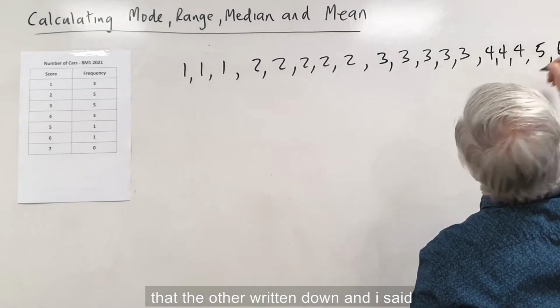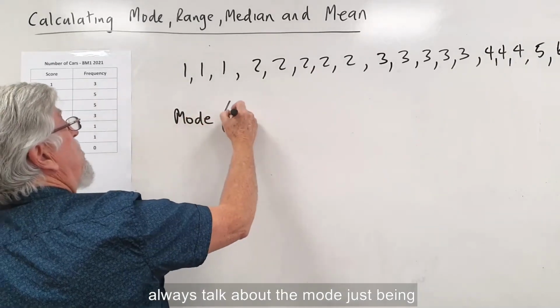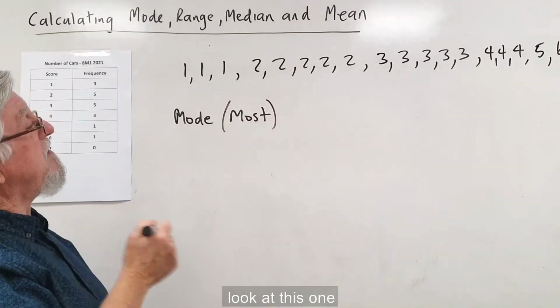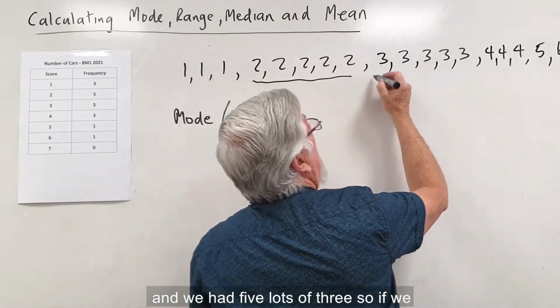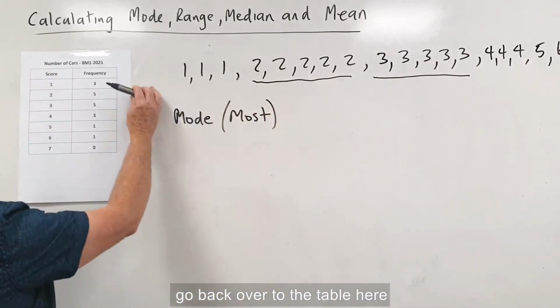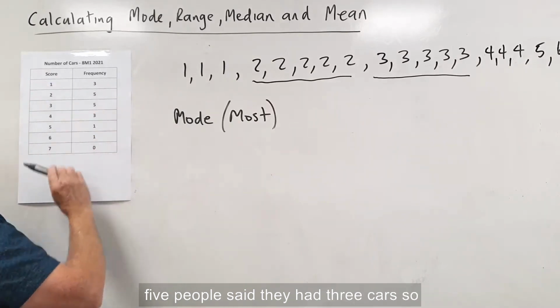Now, if I had that data written down, and I said to you, tell me what the mode is. I always talk about the mode just being the number that turns up the most. So look at this one. We had 5 lots of 2, and we had 5 lots of 3. So if we go back over to the table here, 5 people said they had 2 cars, and 5 people said they had 3 cars.